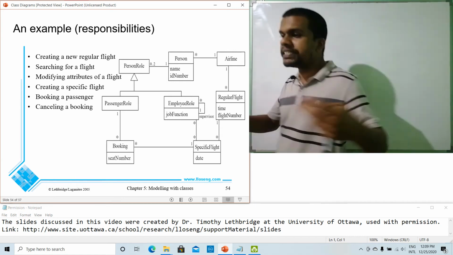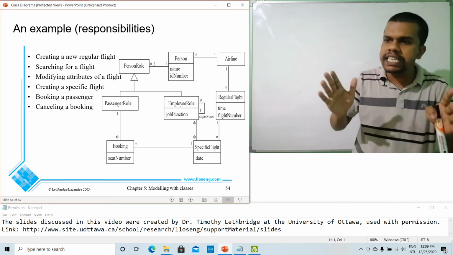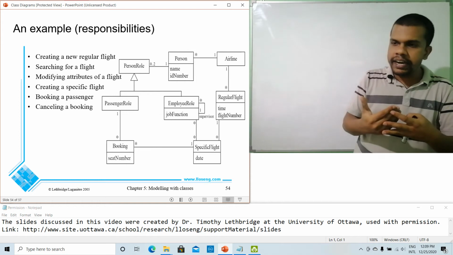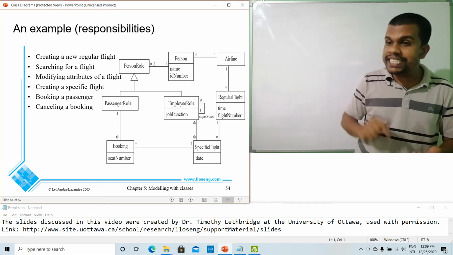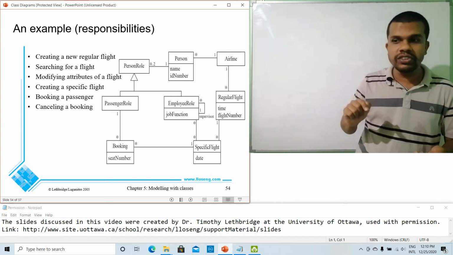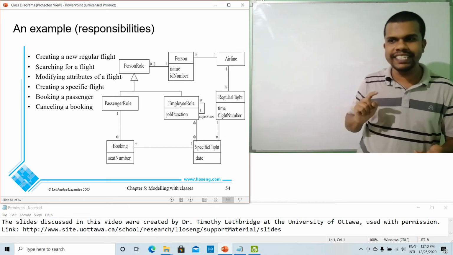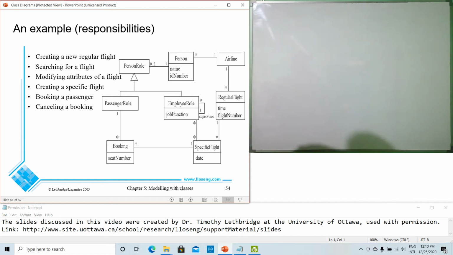Cancelling a booking. The passenger should be able to cancel a booking through our system. So cancelling a booking is a responsibility of our system. Okay, now you understand it properly. Okay, let's move.